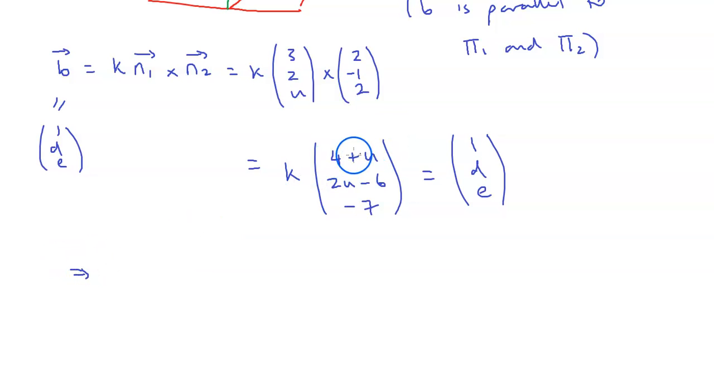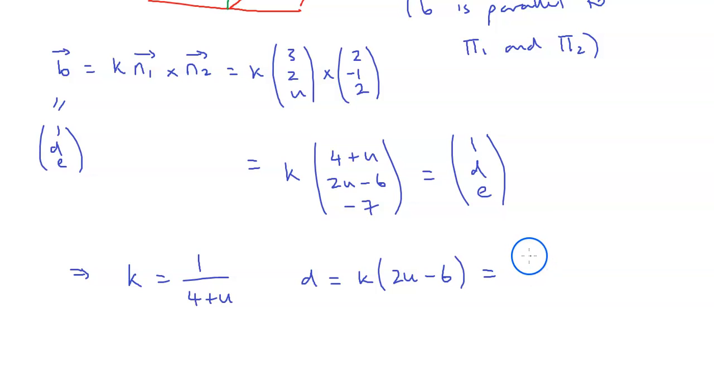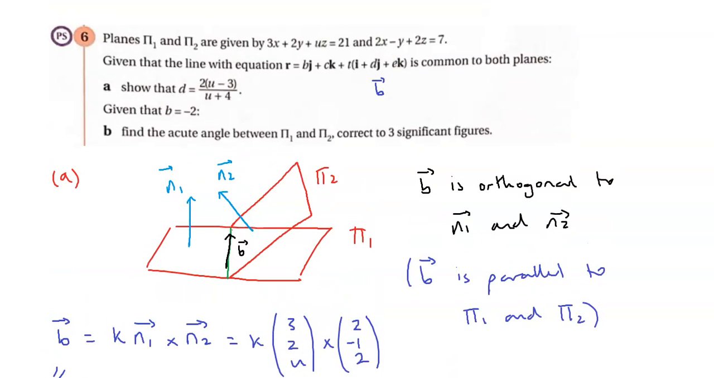And so according to the first set of coordinates, we have that k is equal to 1 divided by 4 plus u. And then according to the second set of coordinates, d is equal to k times (2u minus 6), which is equal to (2u minus 6) divided by (4 plus u), which is what it was supposed to equal: 2u minus 6 divided by u plus 4. Yes. So moving on to part B then.